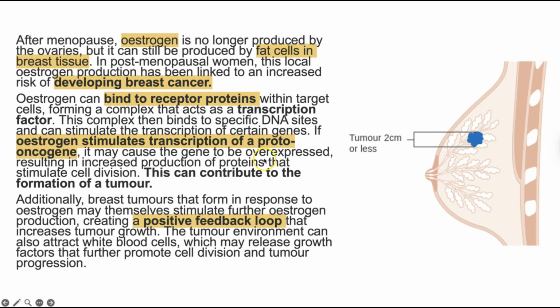So if estrogen stimulates transcription of a proto-oncogene, it can cause that gene to be constantly transcribed, and therefore you're going to be making that protein all the time that stimulates cell division, and that can contribute to a tumour forming in the breast tissue, because that is where this estrogen is being produced. And this can result in a positive feedback loop, because if you're making more tumour cells, which are breast tissue cells that are making estrogen, your concentration of estrogen is now even higher in the breast tissue, so this process is going to happen even more. So that is why it can then happen very, very rapidly.